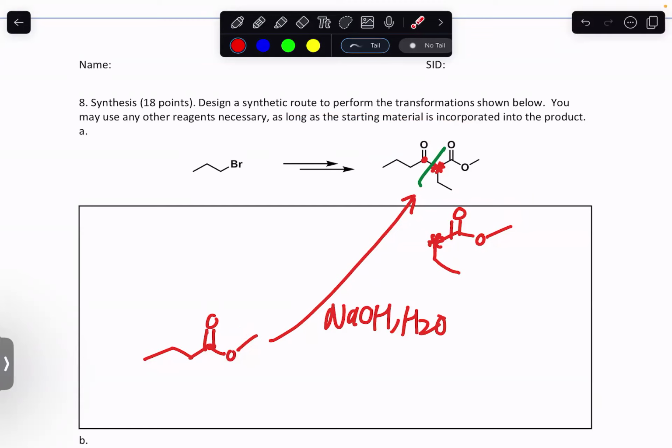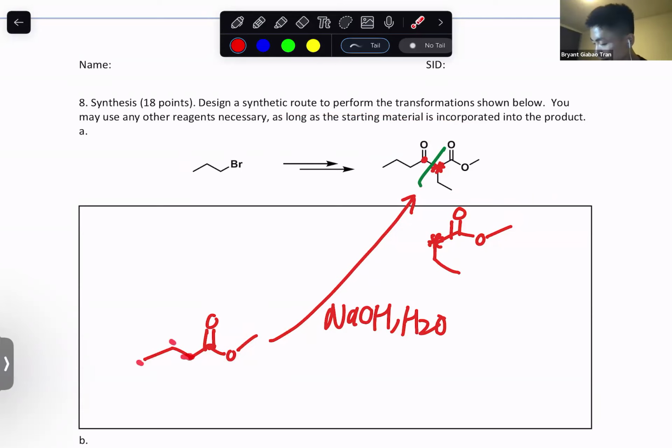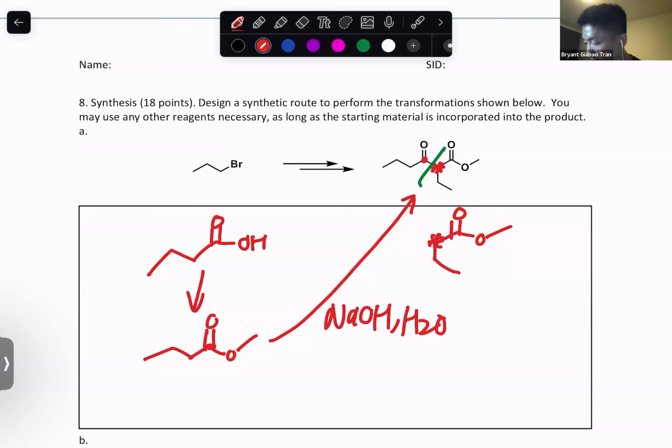Okay. Right. Now we've got to figure out a way to make this ester from this starting material here. You notice how in the original molecule we have 3 carbons, and in the starting material we have 4 carbons before the carbonyl. Let's say this ester came from a carboxylic acid, because an ester is a carboxylic acid derivative, right? What reaction do you know that can make an ester from a carboxylic acid?